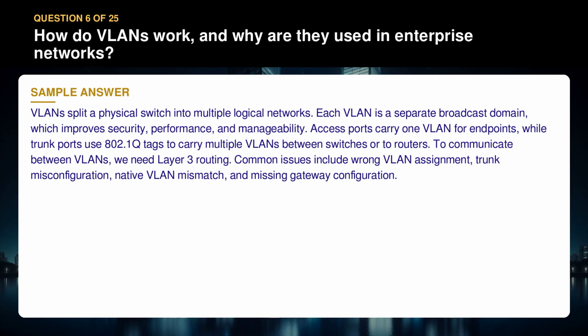Access ports carry one VLAN for endpoints, while trunk ports use 802.1q tags to carry multiple VLANs between switches or to routers. To communicate between VLANs, we need Layer 3 routing. Common issues include wrong VLAN assignment, trunk misconfiguration, native VLAN mismatch, and missing gateway configuration.